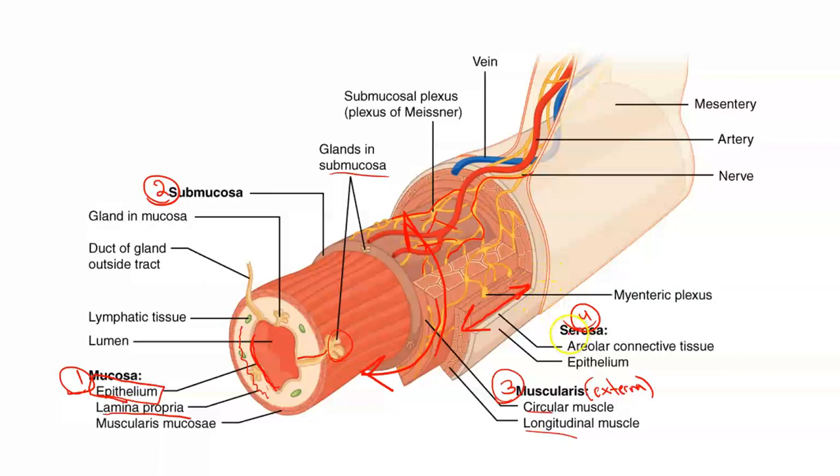Okay, and then the last lining is the serosa, and that's basically just a simple squamous epithelium embedded on top of a areolar connective tissue sheath.